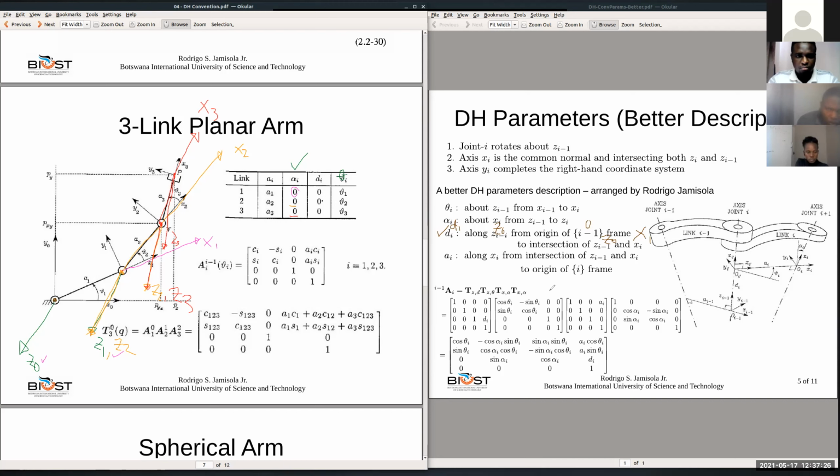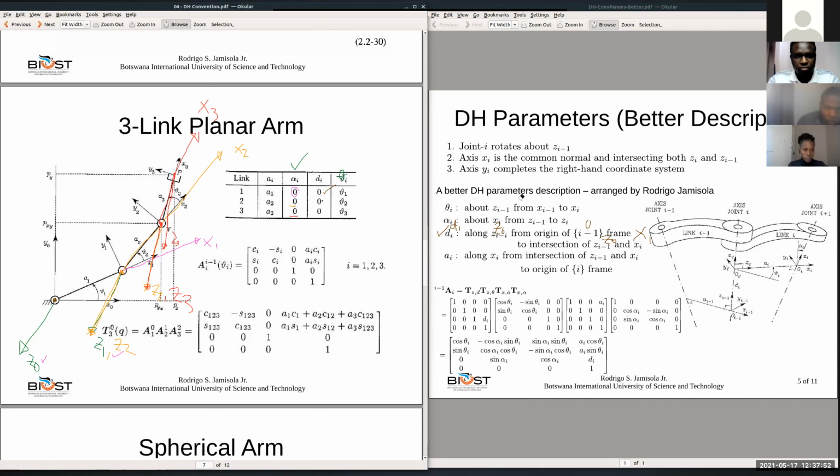It is the same as the origin of frame 0. So there's no distance. That's 0. Origin of frame 0 there, to the intersection of Z0 and X1, also there. So there's no distance. That's 0.